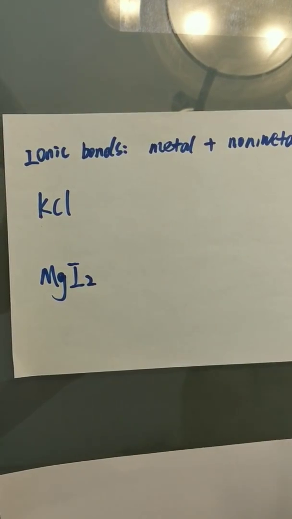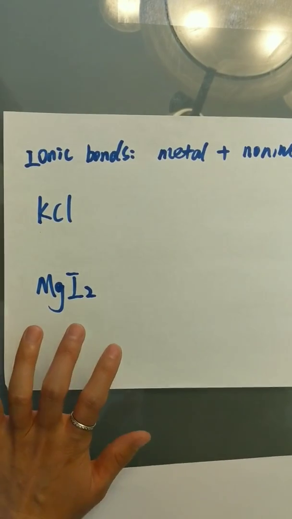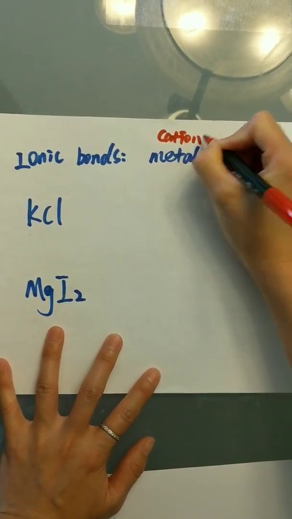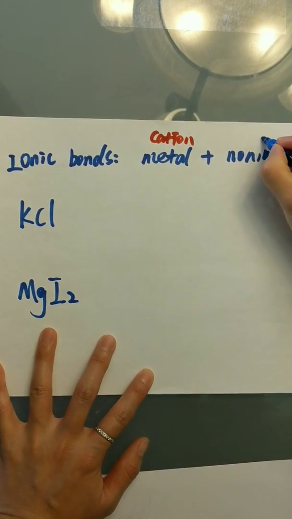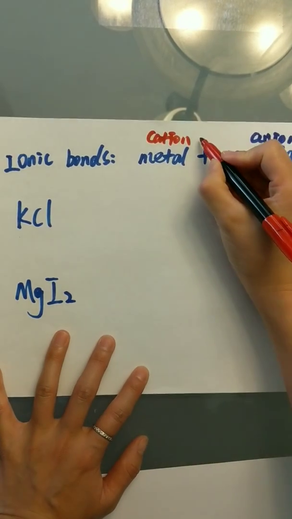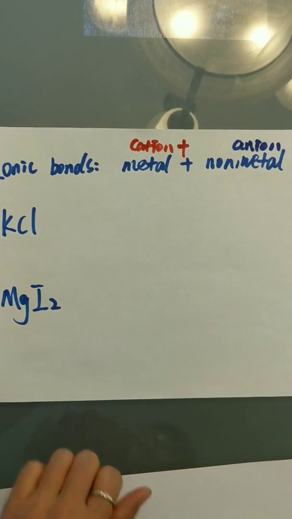So metal, that is cation. Non-metal is anion. Cation means a positive charge. Anion means a negative charge.